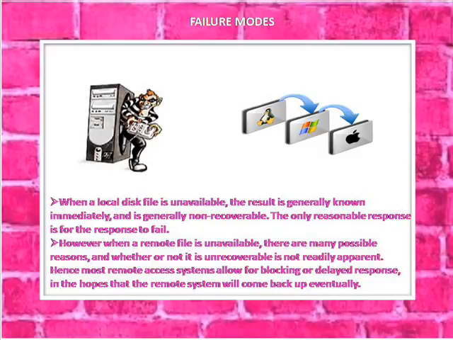Failure models. When a local disk file is unavailable, the result is generally known immediately and is generally non-recoverable. The only reasonable response is for the request to fail. However, when a remote file is unavailable, there are many possible reasons, and whether or not it is unrecoverable is not readily apparent. Hence, most remote access systems allow for blocking or delayed response in the hope that the remote system will come back up eventually.